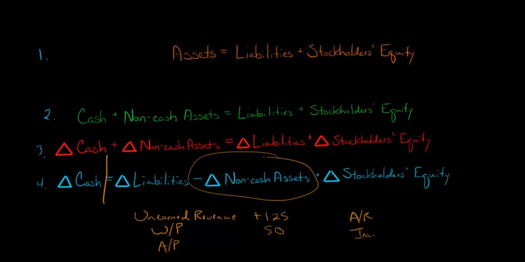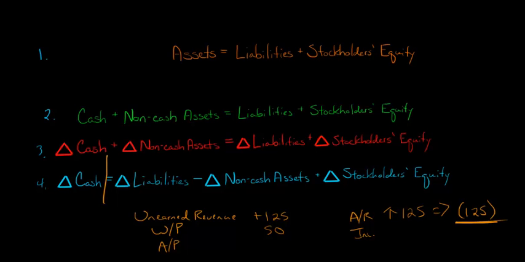With non-cash assets, it's the opposite, all because of this minus sign. Because of that minus sign, it's going to work exactly the opposite way. So if we find that accounts receivable went up by $125, then in the operating section of our statement of cash flows, we're actually going to subtract $125 for the change in accounts receivable. We subtract it because it works the opposite way.